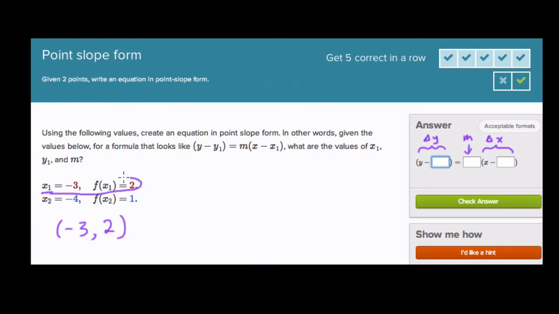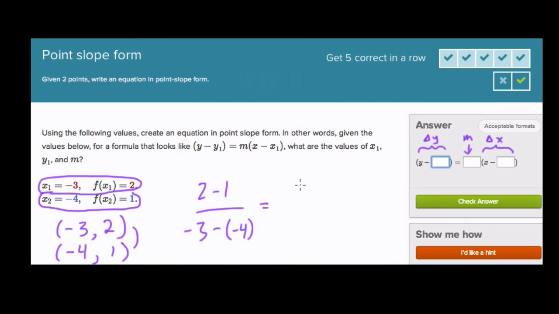So this is one of our points, and the other one is down here. The other point, x2, has an x value of -4. The function value, f of x2, is 1. So the other point is -4, 1. Here, same procedure as before, find the slope. We have the difference of the y values, 2 minus 1, over the difference of the x values, -3 minus -4. What's 2 minus 1? That's 1. -3 minus -4, that's really -3 plus 4, so that's just 1 as well. So here our slope is 1.